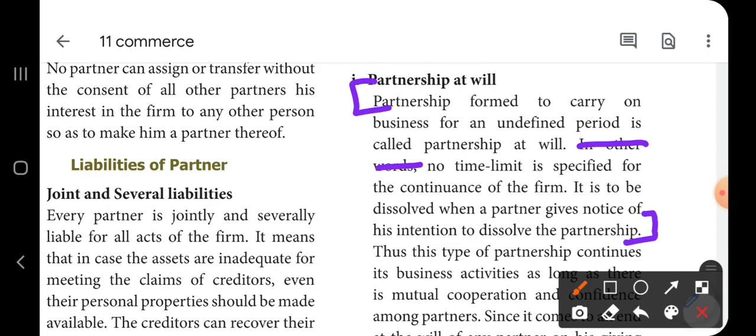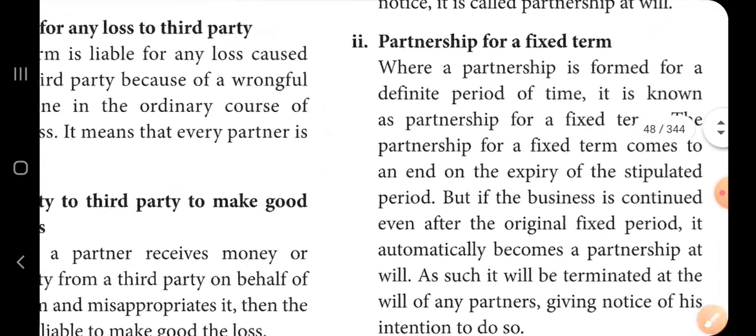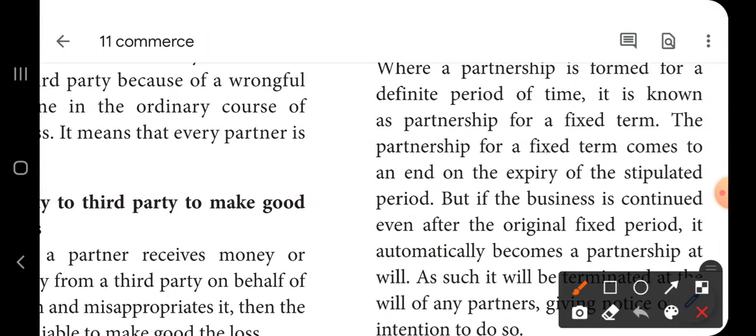Now, next one, partnership for a fixed term. In this type of partnership, they will mention their term, the fixed time limit. After the time comes to an end, after the period gets over, the partnership comes to an end. So that is known as partnership for a fixed period.